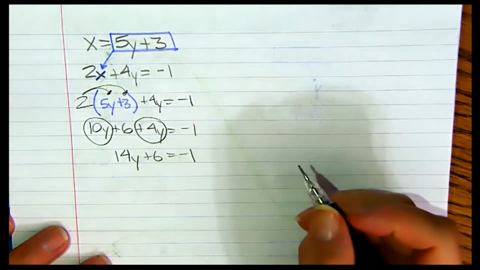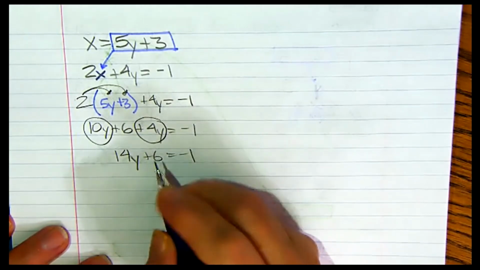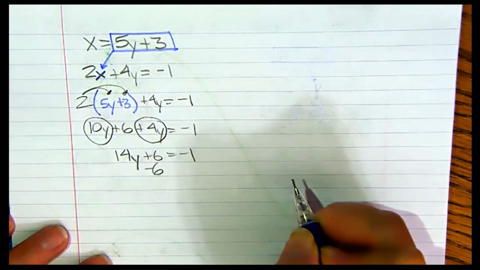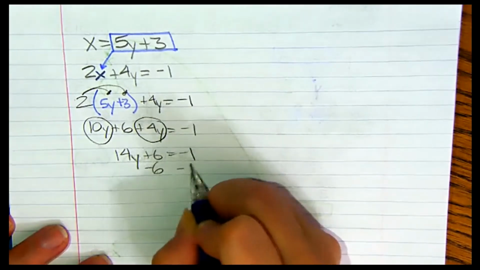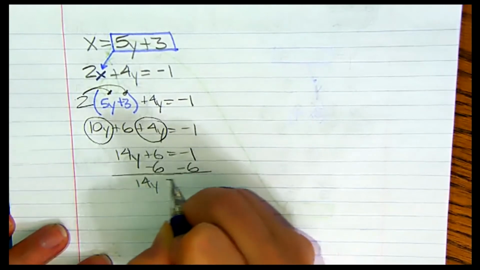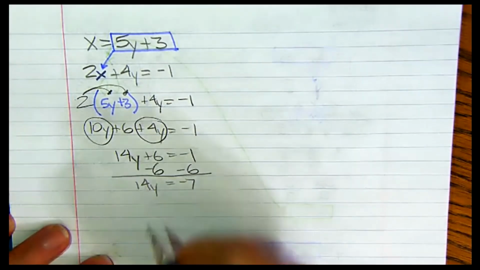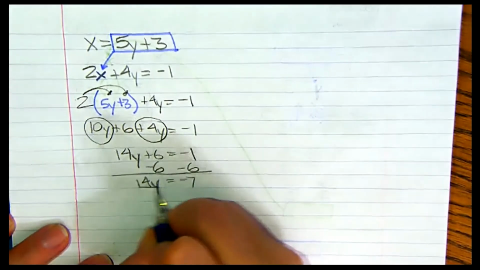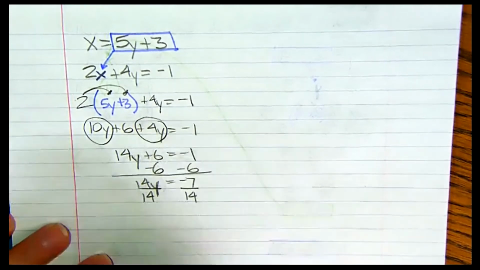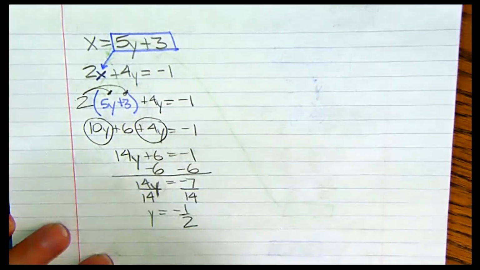I'm still going to combine like terms, but I want to isolate my variable. So I'm going to get rid of this positive 6. I'm going to subtract 6. What I do to one side, I must do to the other. 14y equals negative 7. I want to isolate my variable, so I'm going to divide by 14. What I do to one side, I must do to the other. Y equals negative 1/2.